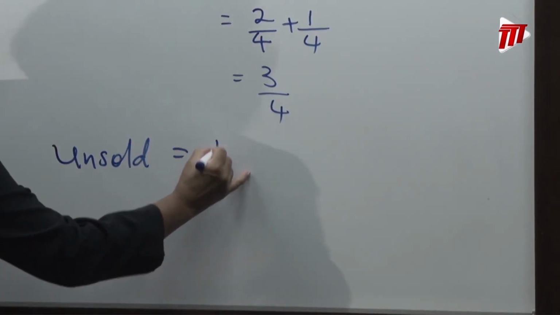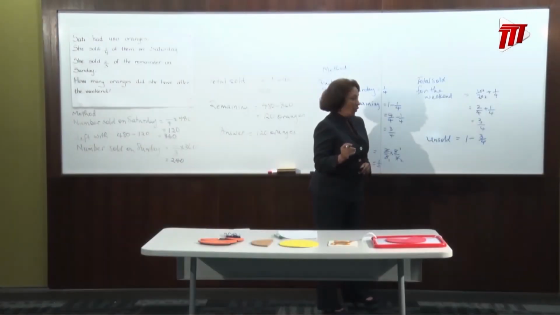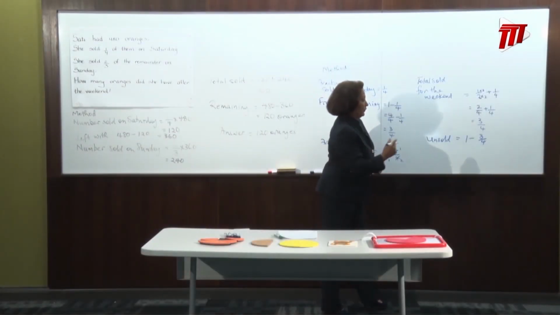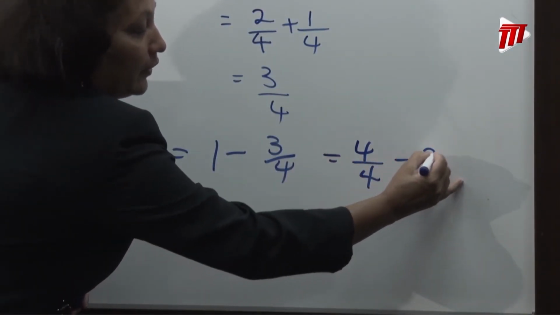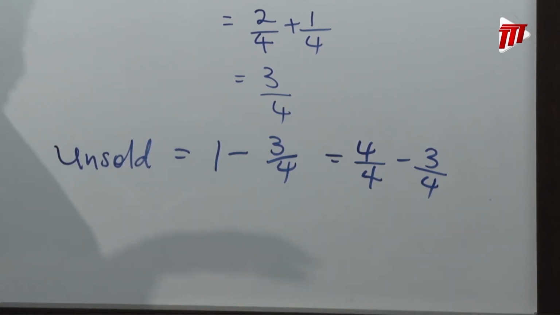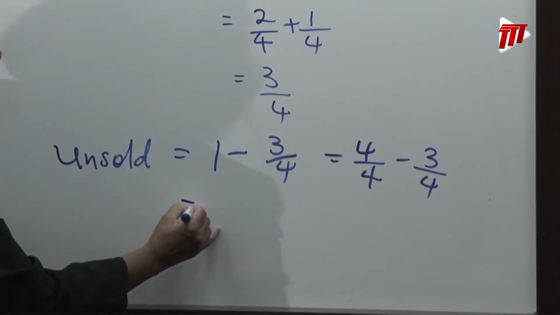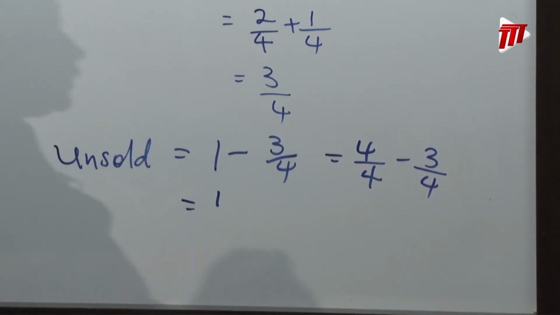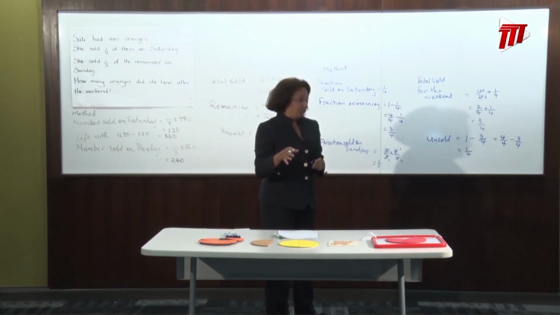So if 3/4 was sold for the entire weekend, what was unsold would be the whole minus your 3/4. A whole is 4 quarters. So you're going to have 4 quarters minus 3/4. The denominators are now the same, so we just subtract the numerators. 4 minus 3 would give me 1, and we retain the denominator of 4. So she was left with a quarter of her oranges after the weekend.